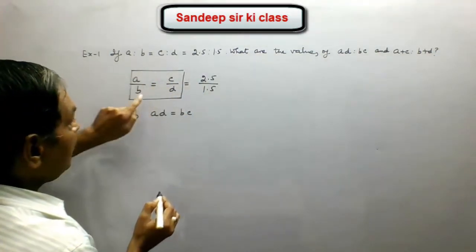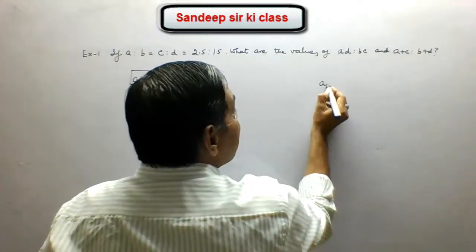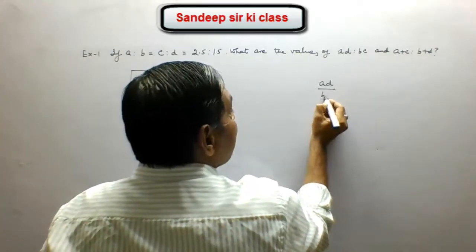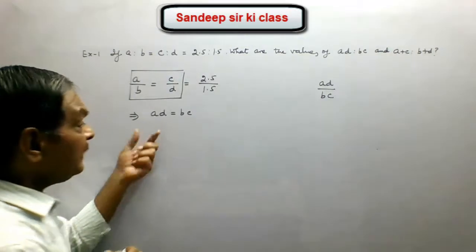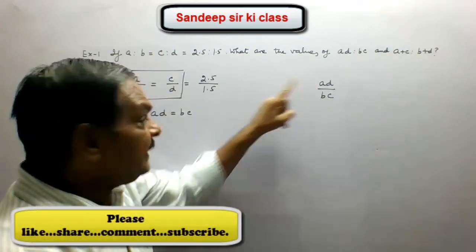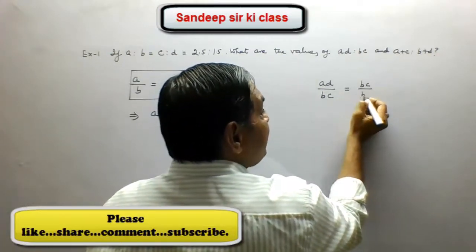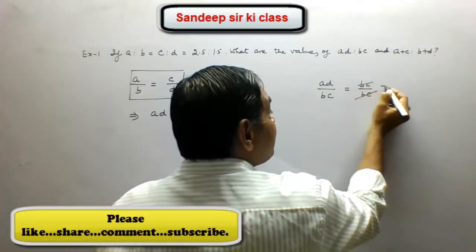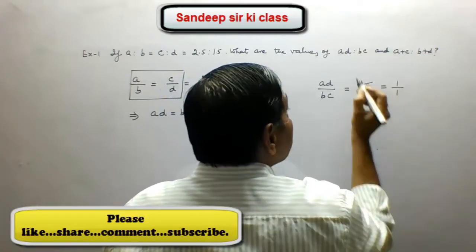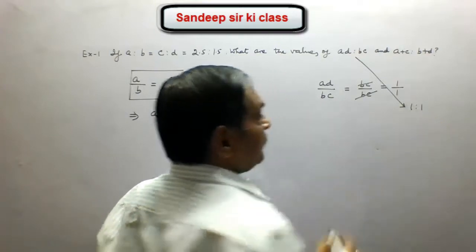AD equal to BC. So the ratio AD upon BC, and AD and BC both are the same. So in place of AD I can write BC. So this ratio will be BC upon BC. BC and BC are cancelled. So this is 1 upon 1. So this ratio is 1 ratio 1.